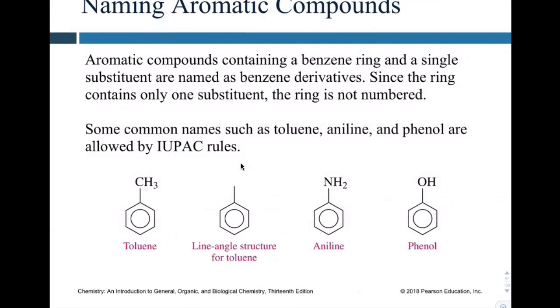So benzene has some derivatives. So we've got a methyl group hanging off of it, which is called toluene. Okay. And you've got an NH2 hanging off of it. We call that aniline. And then you've got a hydroxyl group hanging off of it. We call that a phenol.